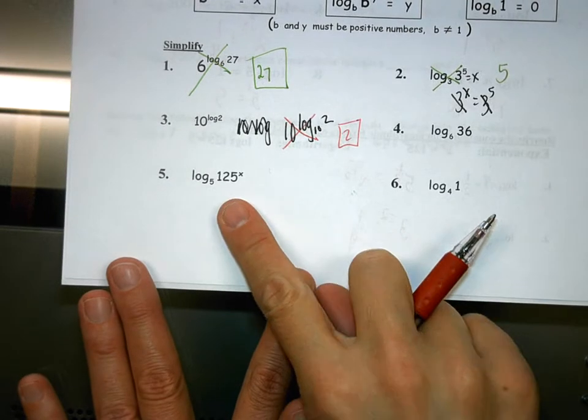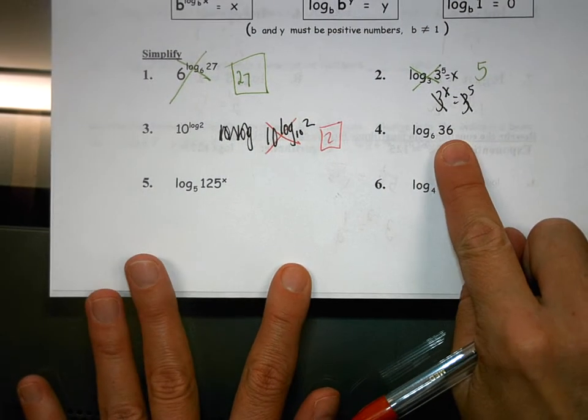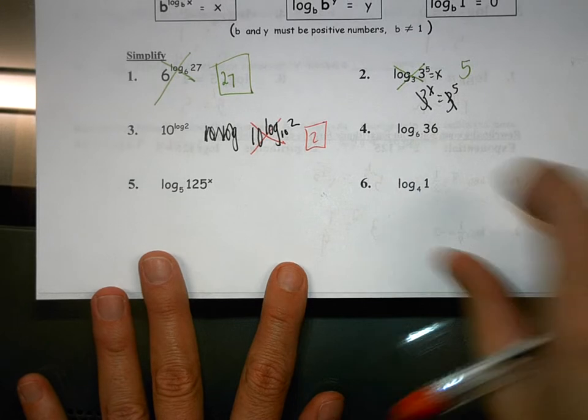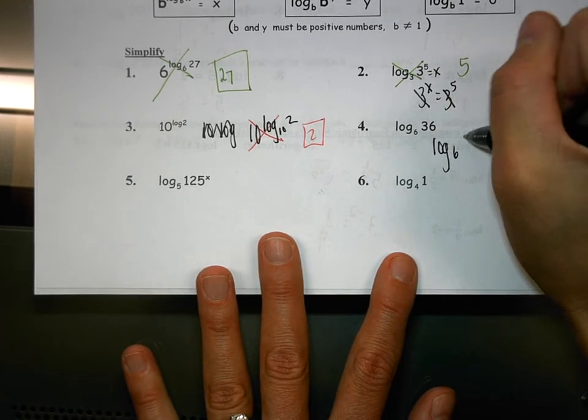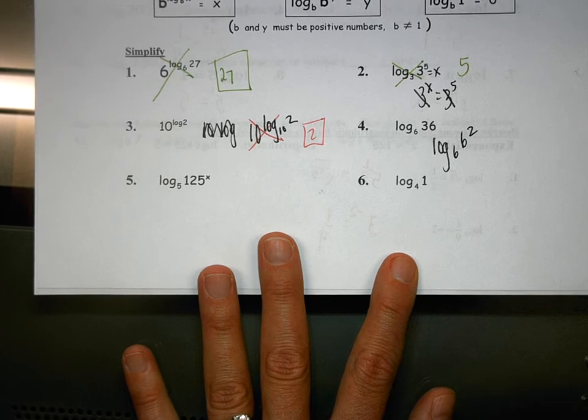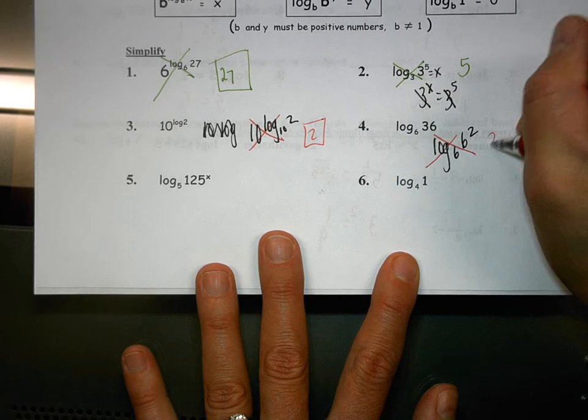Can I change this to be base 6? Yes, it would be what? 6 squared. Log base 6 of 6 squared, so that means my answer will just be 2.